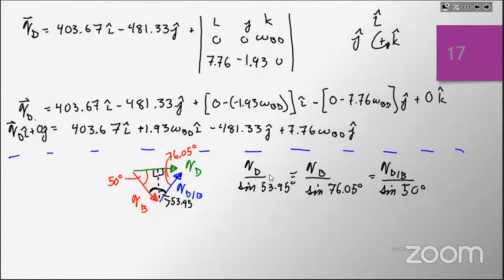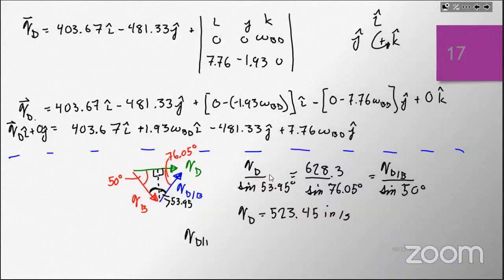Okay. Turns out we know what VB is, right? We already figured that one out. That is 628.3. So I've got two things. I've got two equations here, right? I can figure out VD and I can figure out VD with respect to B based off of the ratio that we made with VB and the sine of 76.05. So if you solve both of these things, you get VD is equal to 523.45 inches per second, which is pretty close to what we got just a second ago.